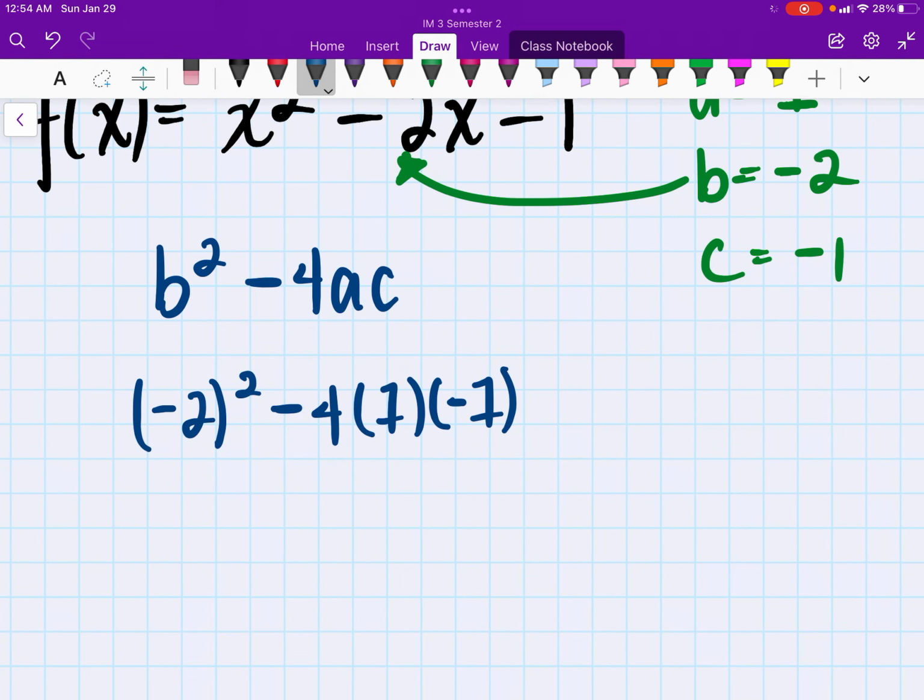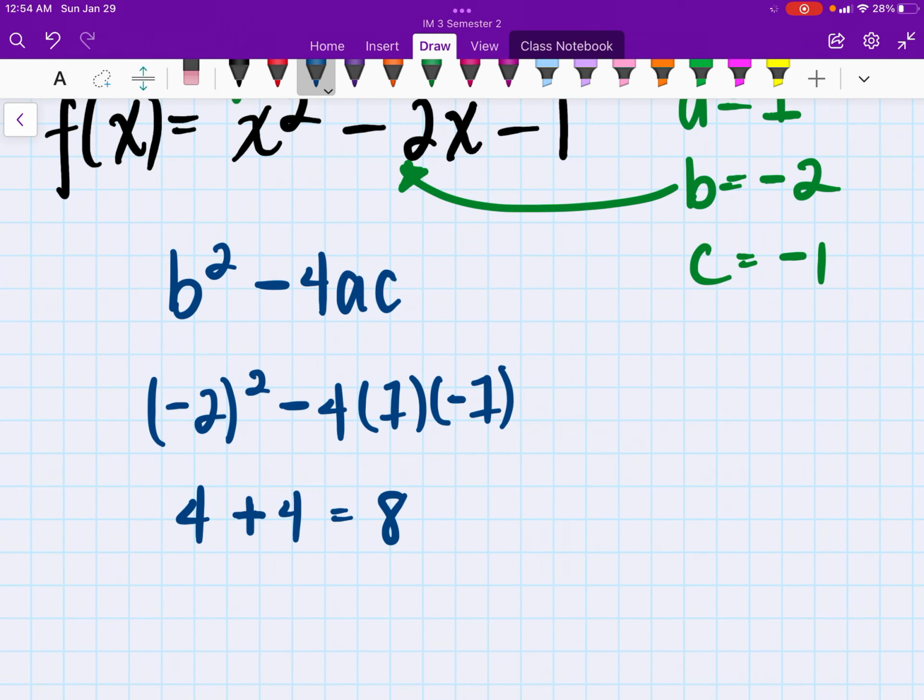Now, let's go ahead and simplify this out. Negative 2 squared is going to give us a 4, minus, in this case, a positive 4, because if I do negative 4 times a 1, that's negative 4, and then negative 4 times a negative 1 is going to be that positive 4. So, in this case, that actually gives us a solution of 8. So, in this case, the value of the discriminant is 8.